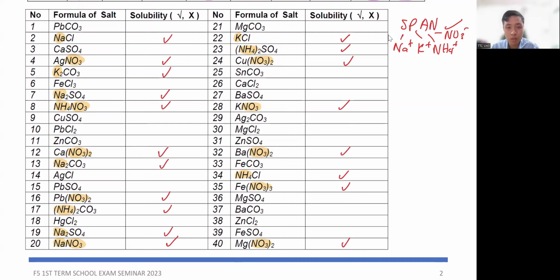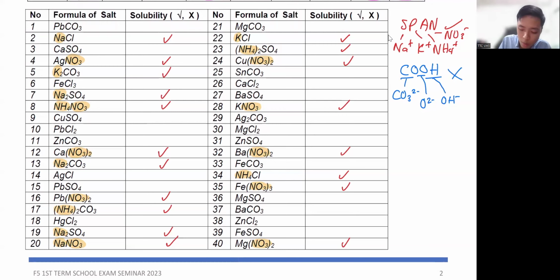So after that, you move on to the next one, which is COOH. COOH is insoluble. CO stands for carbonate salt, O stands for oxide, O2 minus. The other one is OH minus, which is also insoluble. Except when you mix with spun salt, all are insoluble.